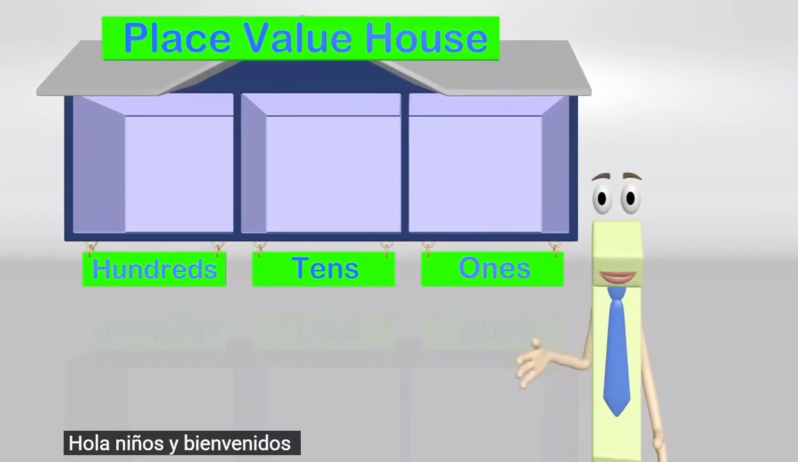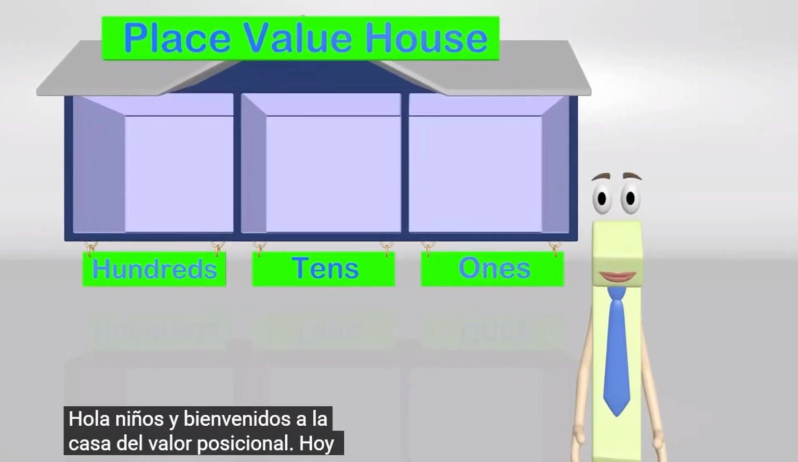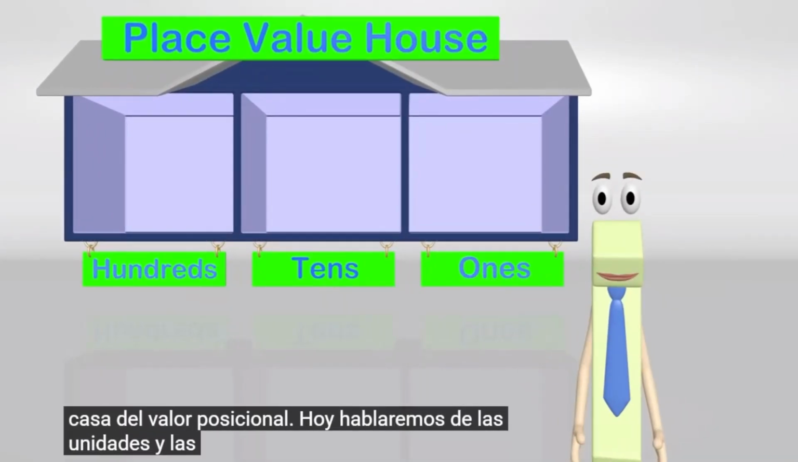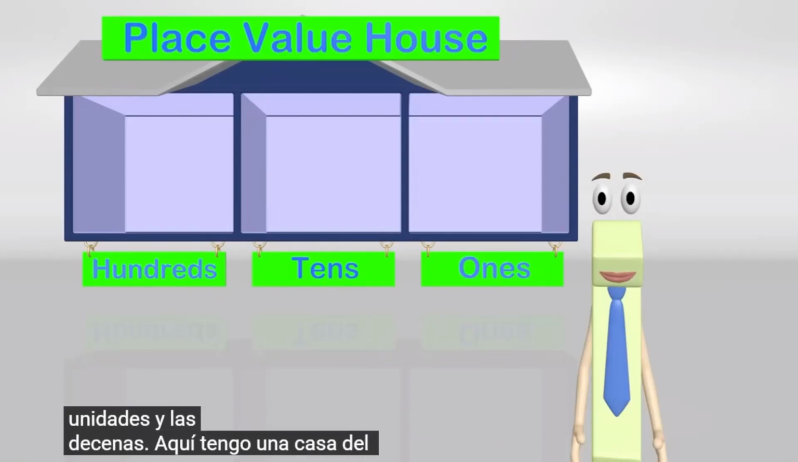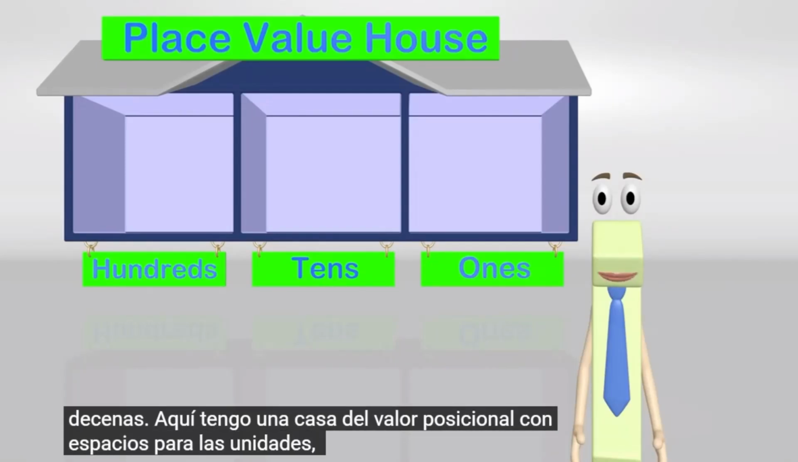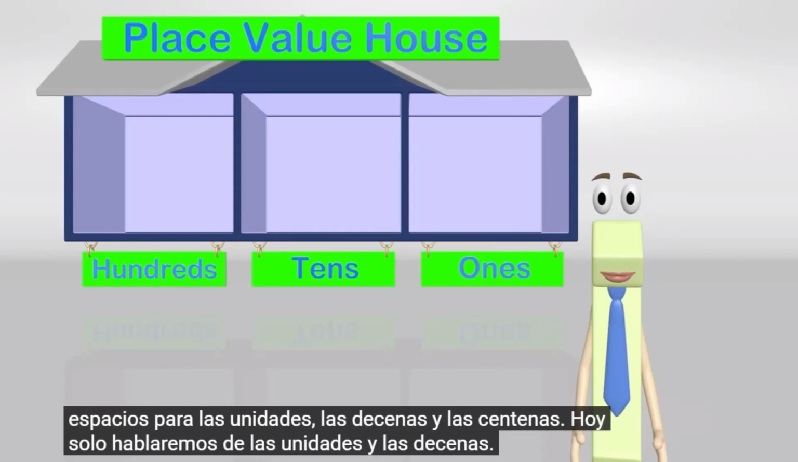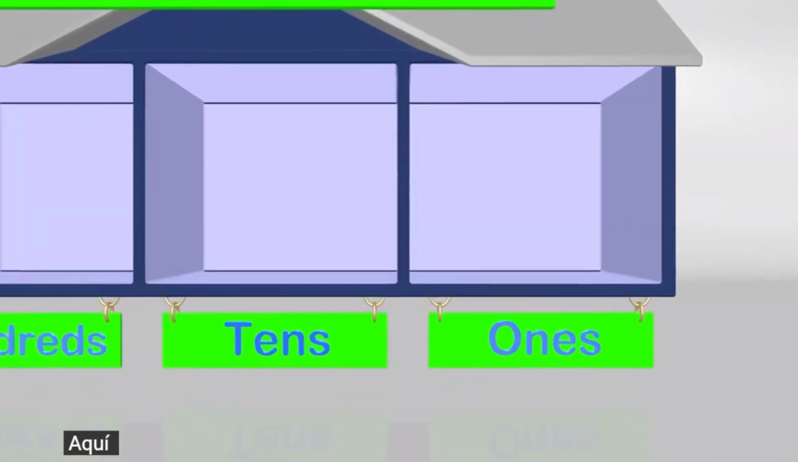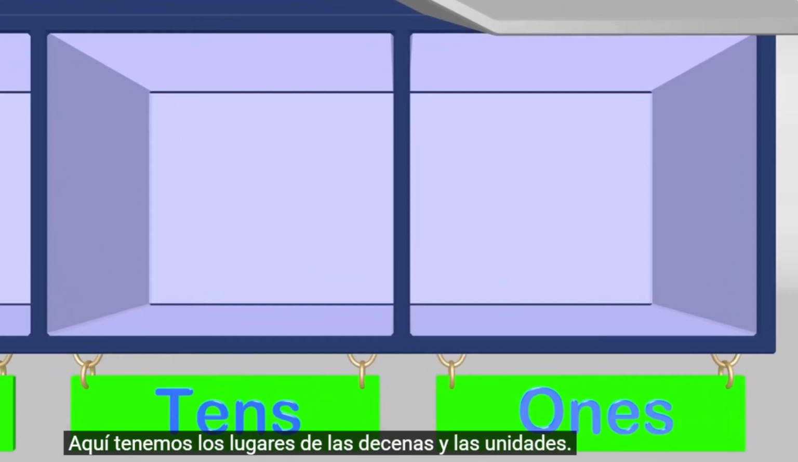Hello kids, and welcome to the Place Value House. Today we are talking about ones and tens. I have here a Place Value House that has spots for ones, tens, and hundreds. We will only be talking about the ones and tens today. Here we have the tens and ones places.